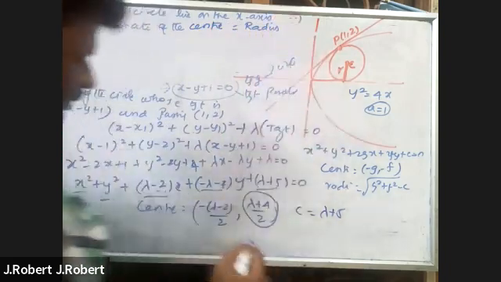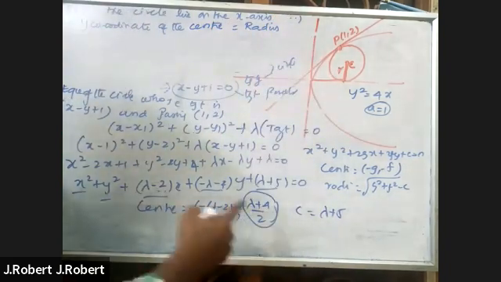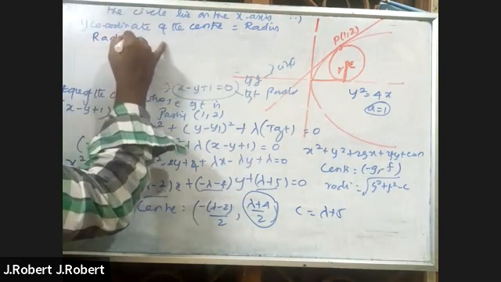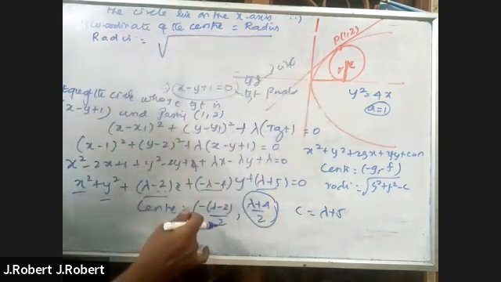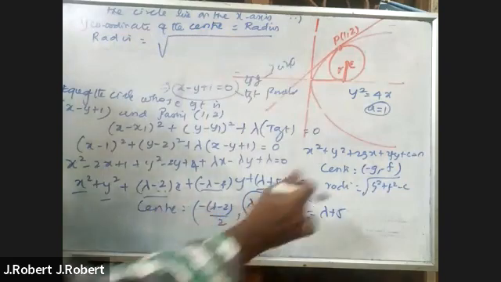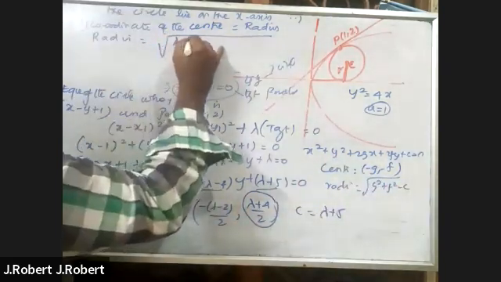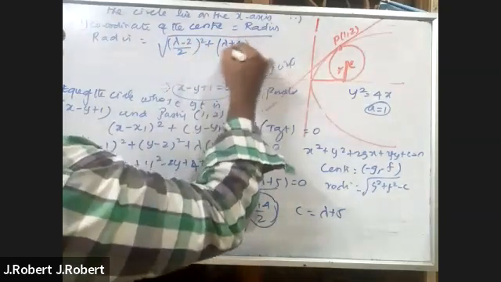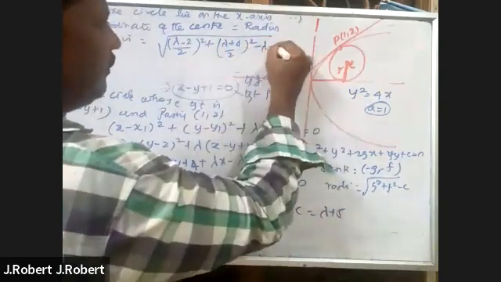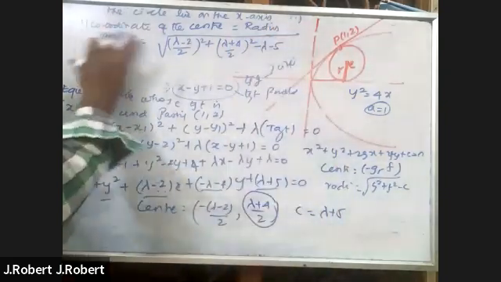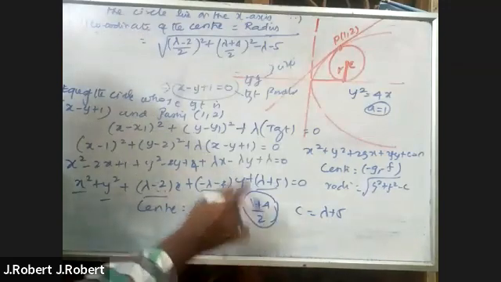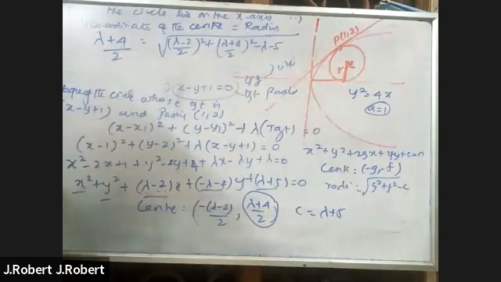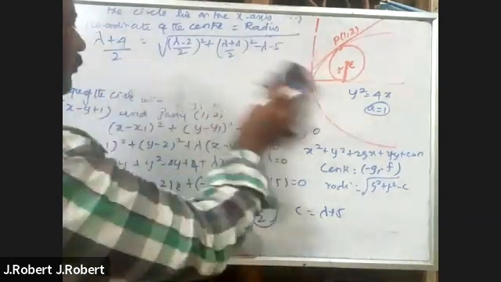Your radius is lambda plus 4 by 2. Actually, in the formula, your radius is the square root of g square plus f square minus c: g square is (lambda minus 2 by 2) the whole square, plus f square is (lambda plus 4 by 2) the whole square, minus (lambda plus 5). In the radius we already have the y coordinate, that is the radius, lambda plus 4 by 2. Using this I'm going to find out lambda.